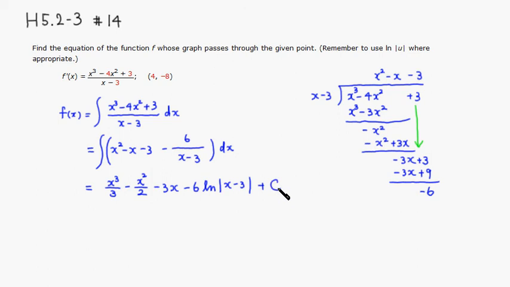Now we have to find the value of the constant c. This gives you an initial value. It says that when x equals 4, the y value is negative 8. So f of 4 is supposed to be negative 8.